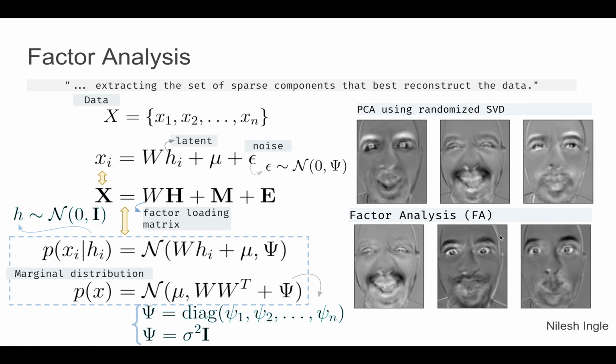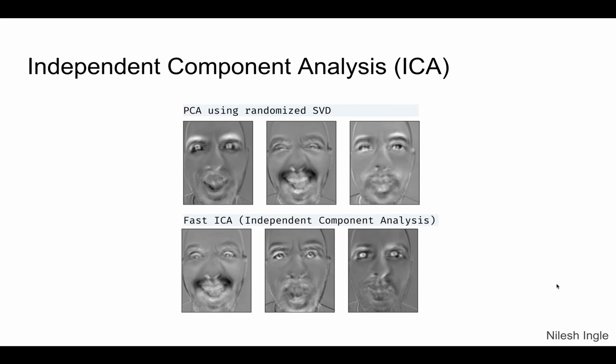And on the right hand side, we can see the representations from factor analysis, and again with these particular images, we can see that it is able to capture the facial expressions and also the features, eyes, eyebrows, etc. And along the same lines, there is another technique called independent component analysis, and here we can see the representations from those. This is for image processing.